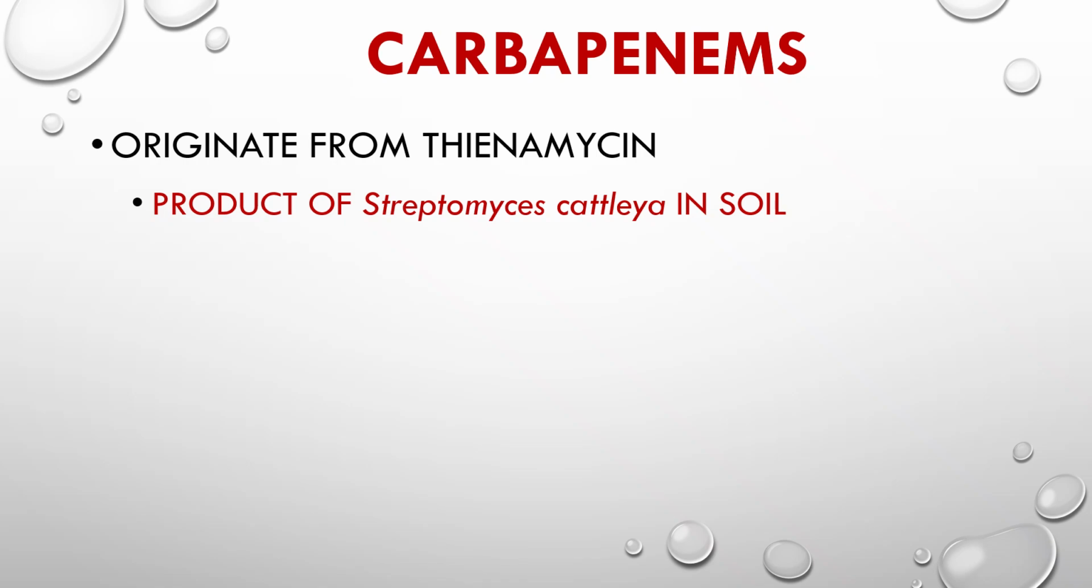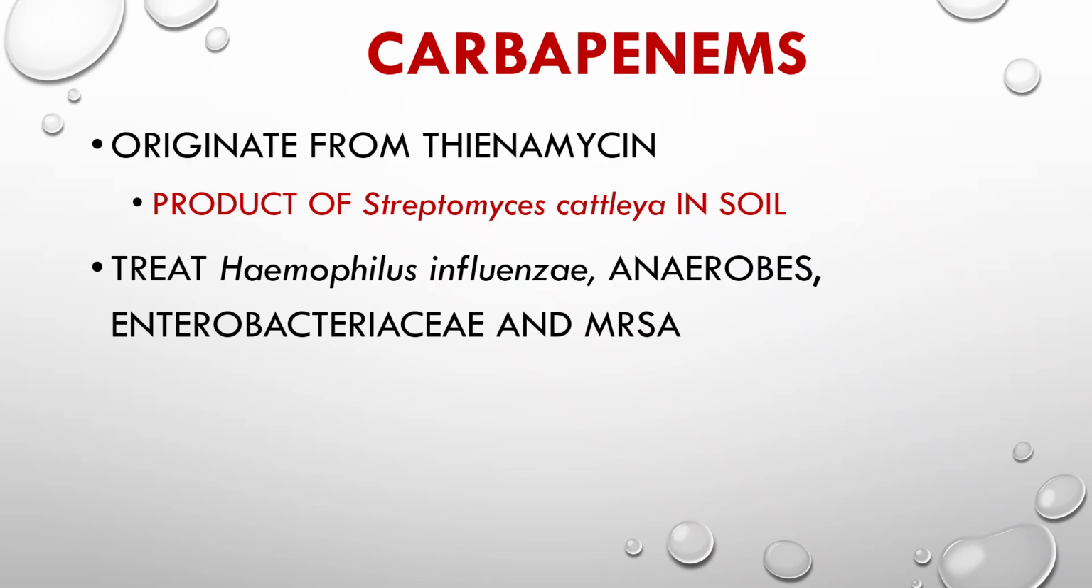The carbapenems, this came from thienamycin, again, which is actually a bacteria that's found in soil. And so you can see Streptomyces cattleya in there, so it was found on farms. So instead of coming from a fungus, it actually comes from another bacteria that is producing an enzyme that kills the other bacteria. So it's a competitive mechanism. So this can be used to treat Haemophilus influenzae, some anaerobes, meaning bacteria that don't like oxygen, and the Enterobacteriaceae, which are a lot of the things in our GI system that cause problems, and then that methicillin-resistant Staph aureus, the MRSA.